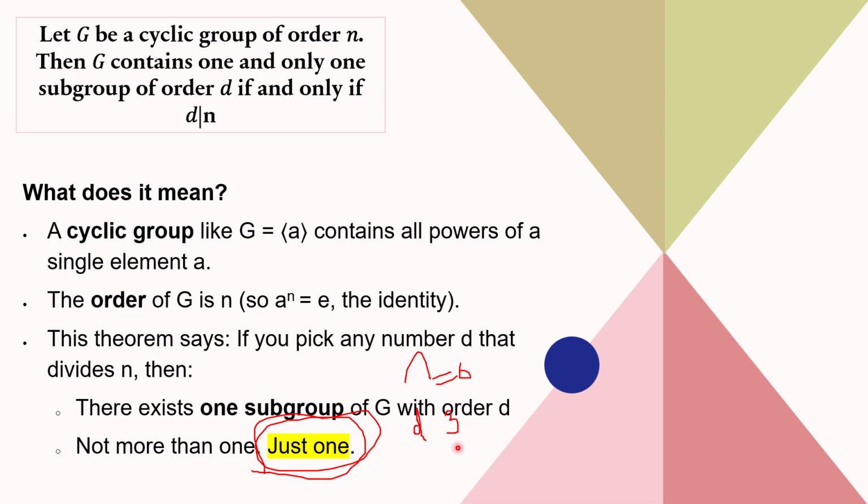Okay. So we are now going to prove both of these parts one by one. First, we prove that there's one subgroup of G with this order, in the case when d divides n. Then we will prove that it's the only one. Okay, so let's continue.